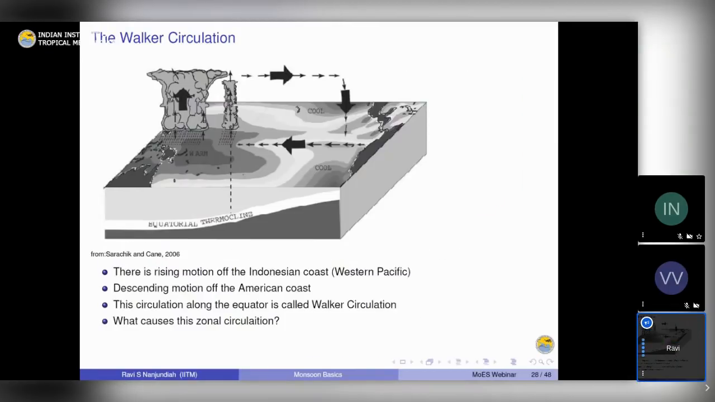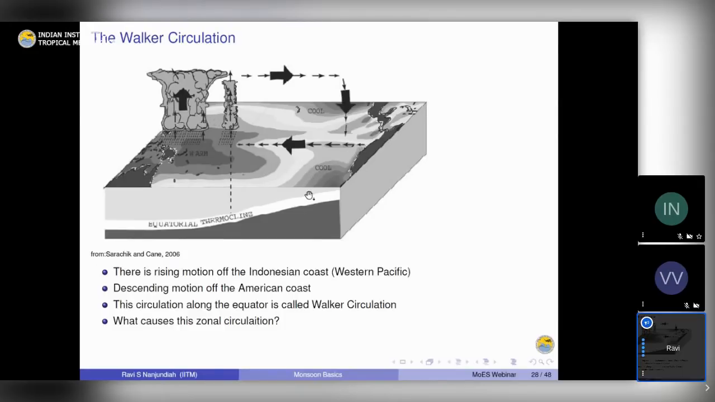Since it's occurring over the ocean, the ocean also couples with it. There is a cooler ocean here, which facilitates the descending motion, and a warmer ocean there, which gives you a lot of moisture that rises up. Then there is clouding as it rises up. Then it moves towards the east, comes down, and this is what we get.